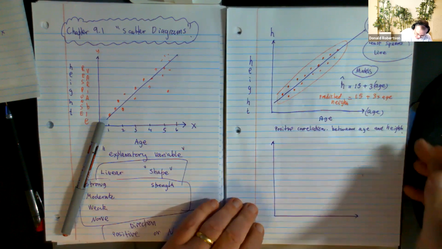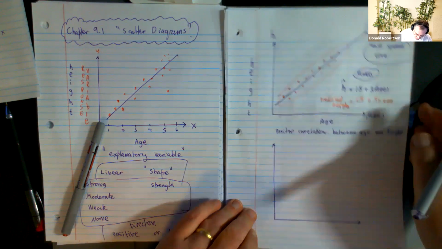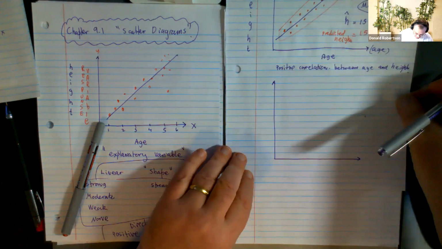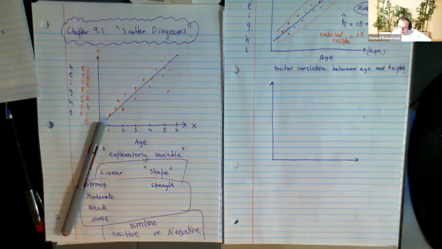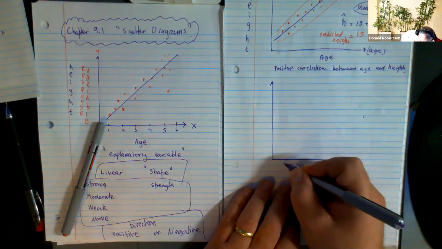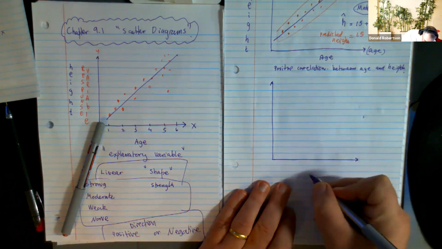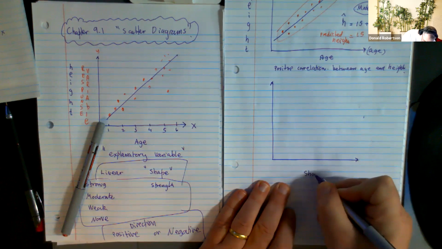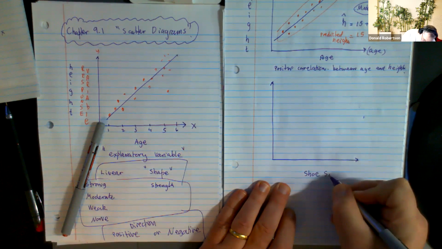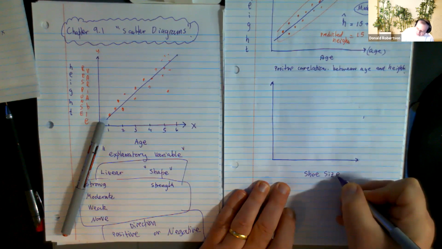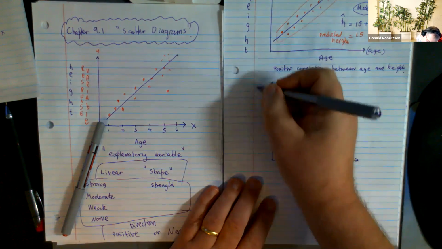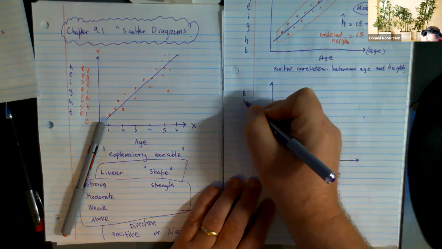Now I'm going to show you a nonsense one, but only nonsense in the sense that the conclusions are clearly stupid. So I'm going to have along the bottom shoe size, and vertically reading age.